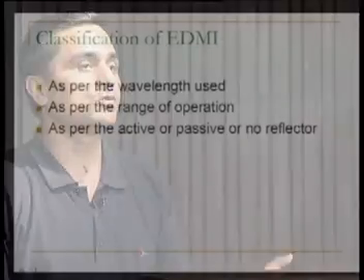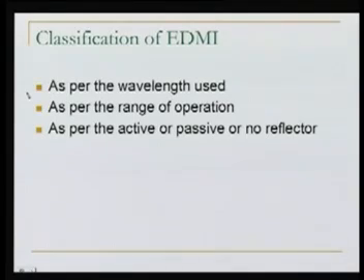Okay, before going further, we would like to see the classification of EDMI. There will be some terms right now which are not explained so far, but as we progress in this lecture, we will explain these terms one by one. Now we can classify the EDMIs which are available in the market in these three broad categories. We can classify them by the wavelength which they use, or maybe the range of the operation, how long they can measure, or whether they are active, passive or no reflector type. I will start talking about this from this bottom one.